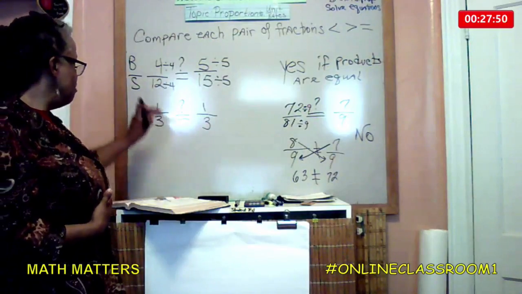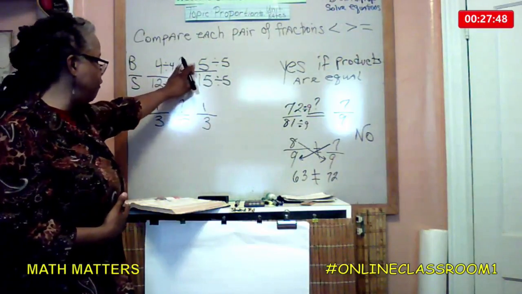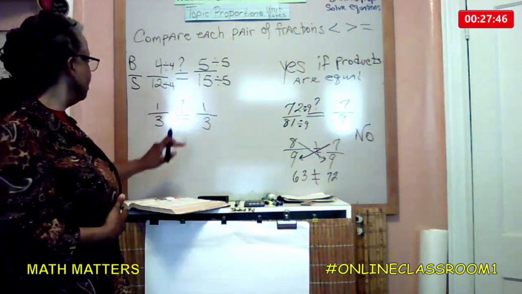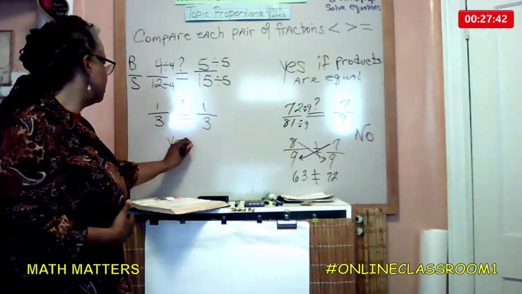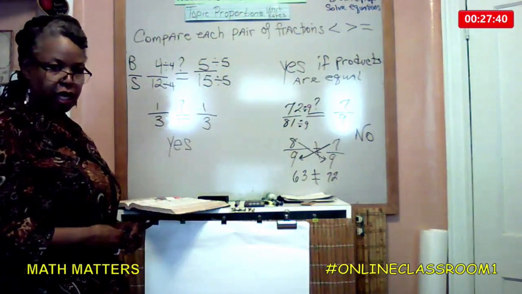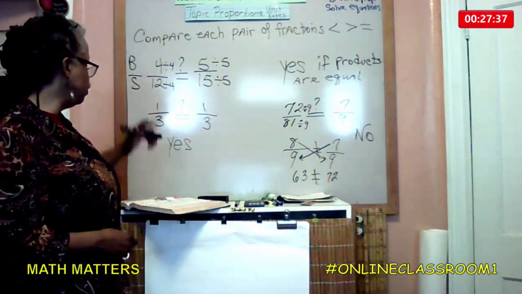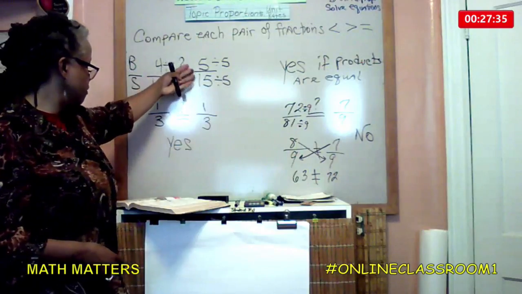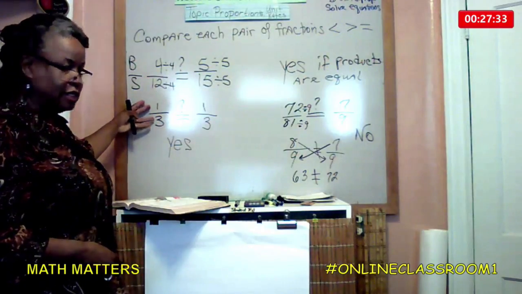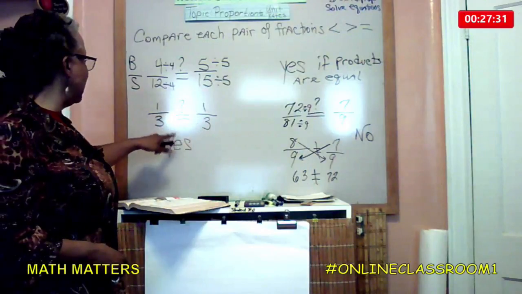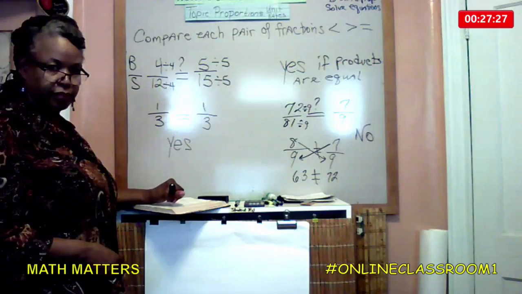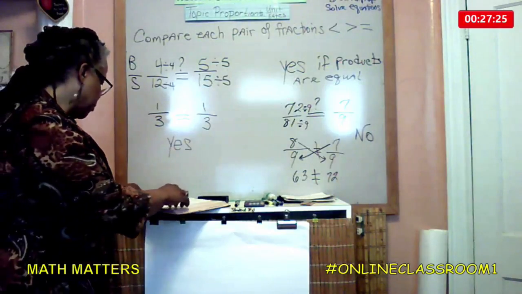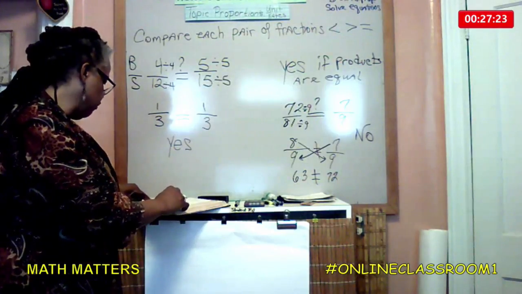Interesting. My 4 out of 12 and my 5 out of 15 form a proportion because they are equivalent ratios. Both reduce down to 1/3. So the answer here is yes, they are equal. Okay? And they are equivalent.